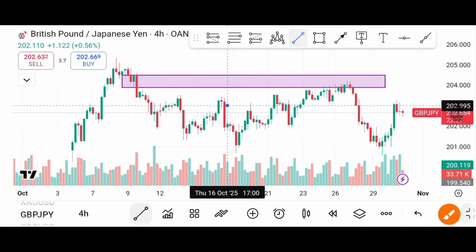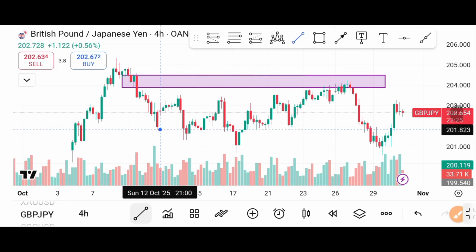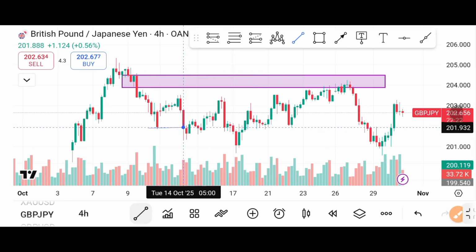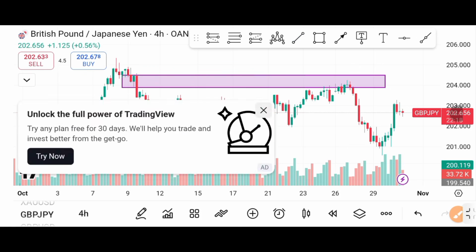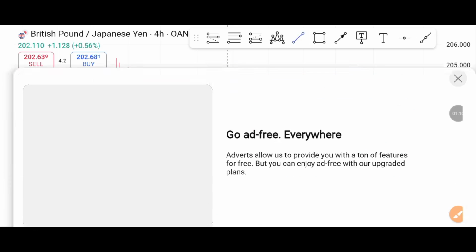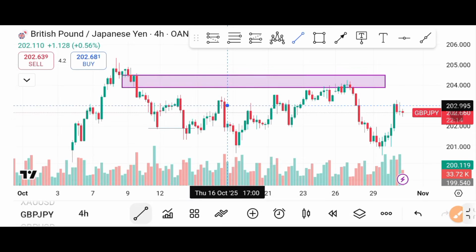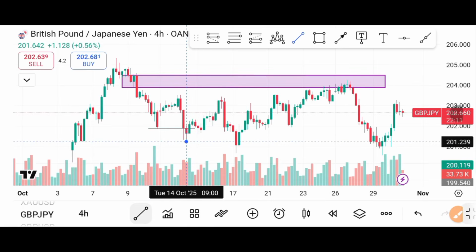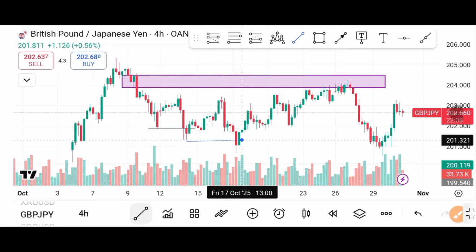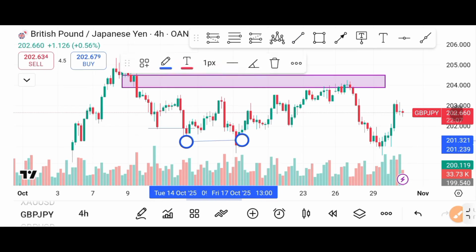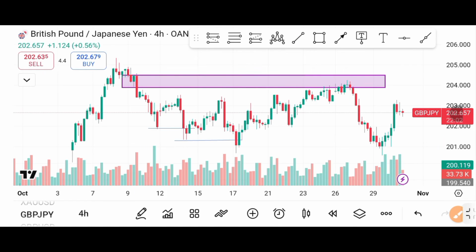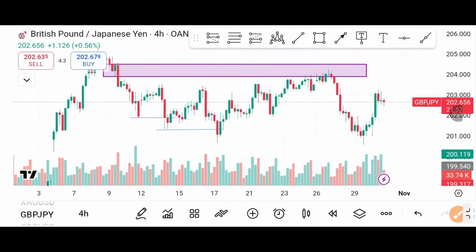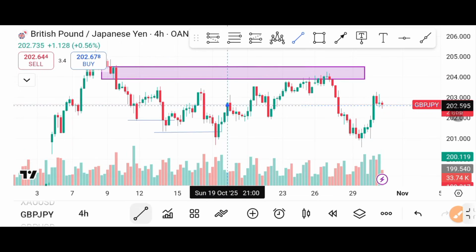So let me just mark them out correctly so you get to see what I'm trying to say. Now we have a break of structure to the downside here. Okay, we have another break of structure to the downside here, this area. So these break of structures are an indication that price is still very bearish, going in the bearish direction. Now we have a kind of major break of structure to the downside here.